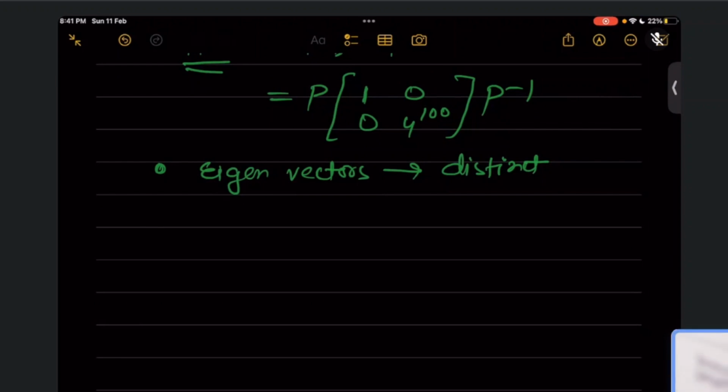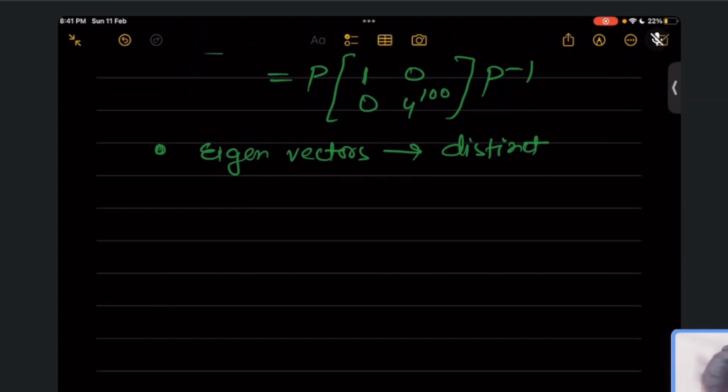So now if you have understood this question, let me take a break because this was lengthy. I want you guys to diagonalize one matrix. Diagonalize the matrix.